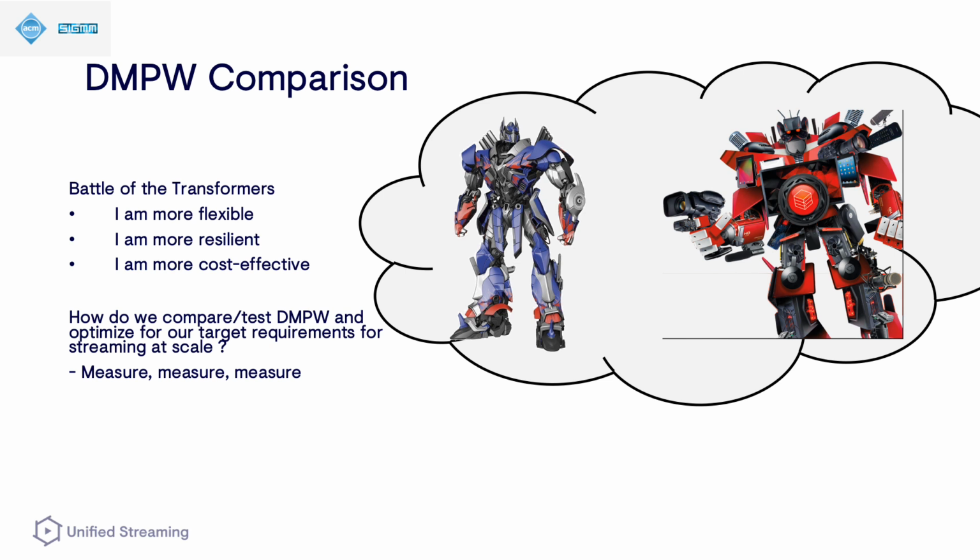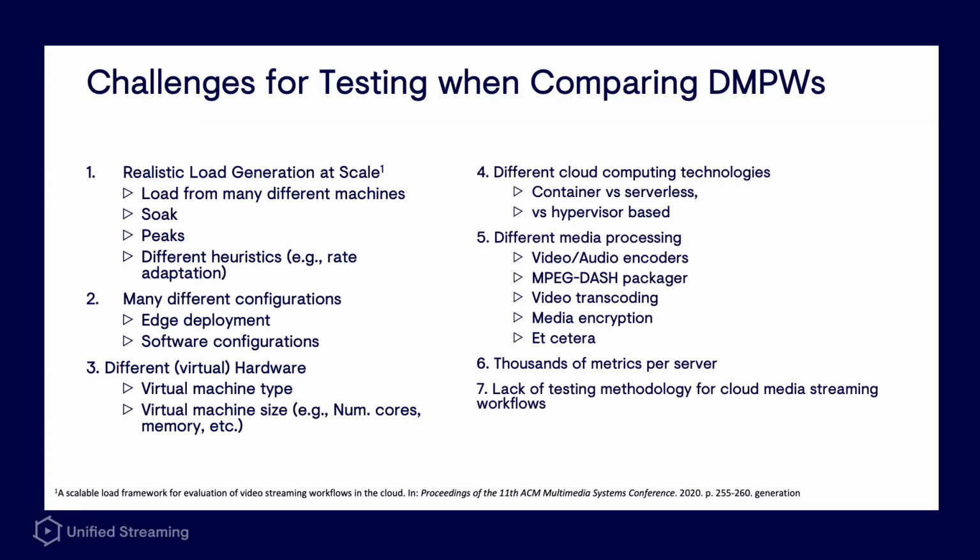DMPW comparison. Comparing DMPWs requires multiple and reproducible experimentations. The main objective of comparing DMPWs is to obtain the optimal workflow for our media streaming setup and always be ready to be more flexible, more resilient, more cost-effective at every point of the workflow. So we always have to measure. But what exactly do we need to measure, and what are the challenges for DMPW comparison?